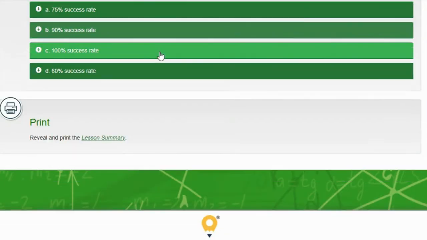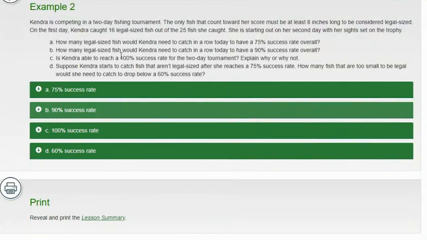Okay, let me ask this question. How about 100%? Could she get 100% success for the overall tournament? How many fish would she have to catch on day two to have an overall 100% success rate? Have you thought about that? It's impossible because she's already caught some fish that don't qualify. She'd have to go back in time and redo day one and not catch any small fish.